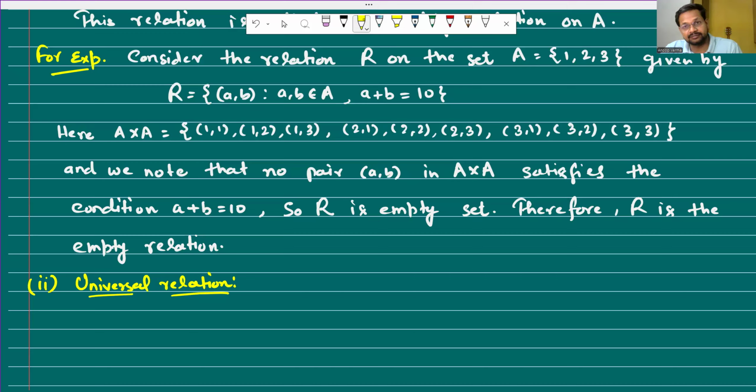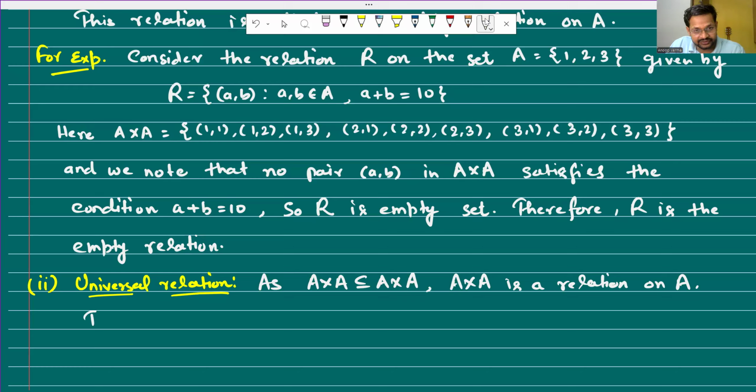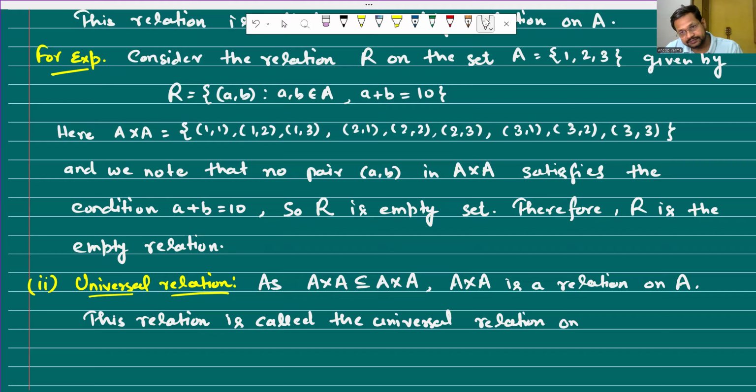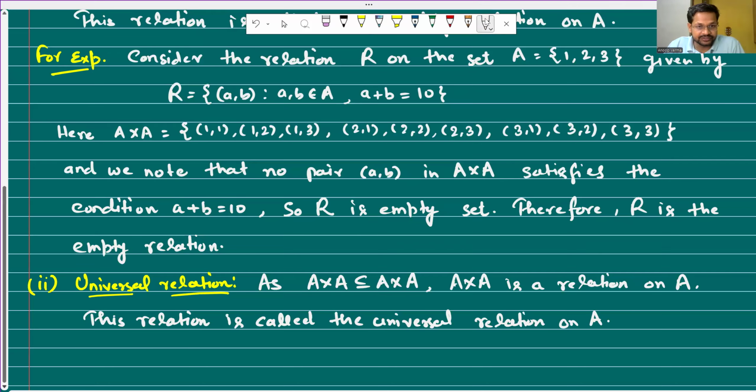Universal relation. Okay. So as we know, A cross A is a subset of A cross A. So you can say this A cross A is a relation, the relation on A, and this relation is called the universal relation on A. Okay.